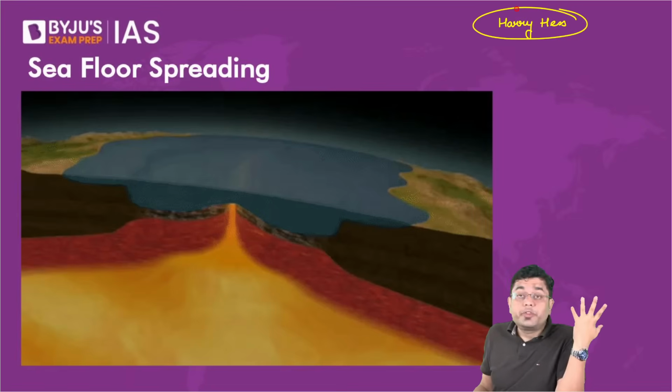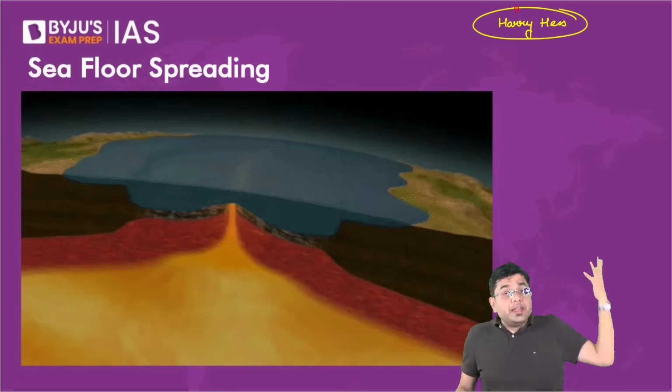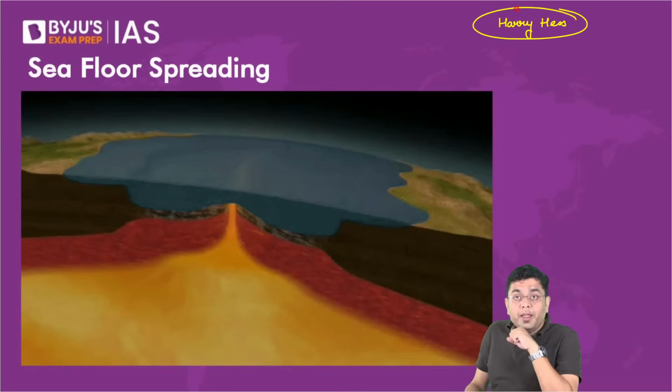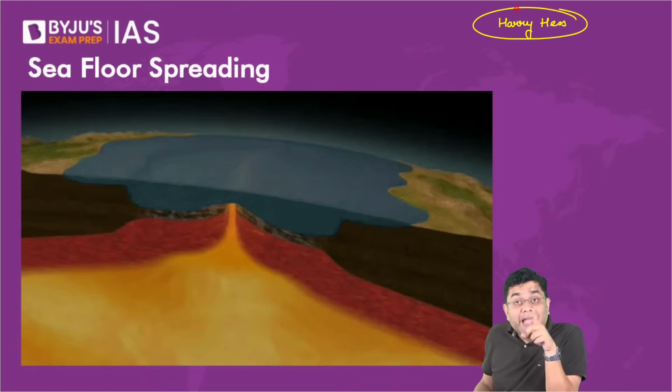Now, this was groundbreaking. Why? Because on land, you find evidences of rocks which are even 3 billion years old. You find rocks which are 3.2 billion years old, 2 billion years old, 1.5 billion years old. So, how is it possible that at the bottom of the sea you don't have any rock which is older than 200 million years? That means that the Atlantic Ocean has been created only 200 million years back.